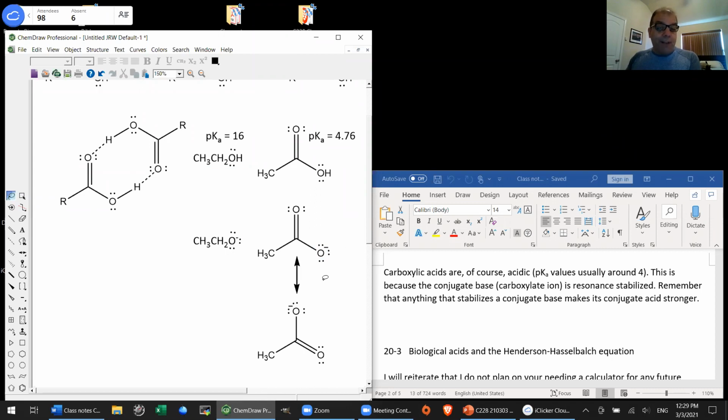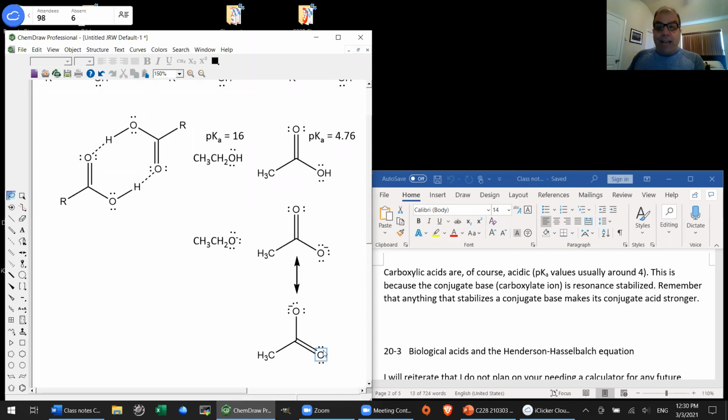Once we do that, I think it becomes pretty obvious that, again obeying the octet rule, the acetate ion, the conjugate base of acetic acid, is stabilized by resonance. What that means is that this minus charge on the oxygen is delocalized. It's spread out and shared between these two oxygens. If you wanted to think of the true overall structure of the acetate ion as having a minus one-half charge at all times on both oxygens, I am okay with that. That's not wrong. I think that's a perfectly reasonable way of thinking about it.